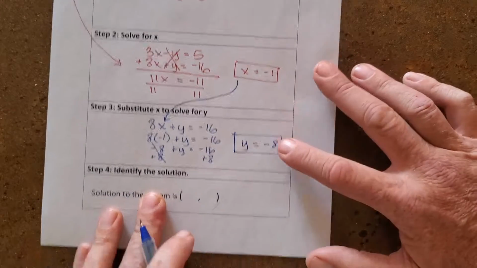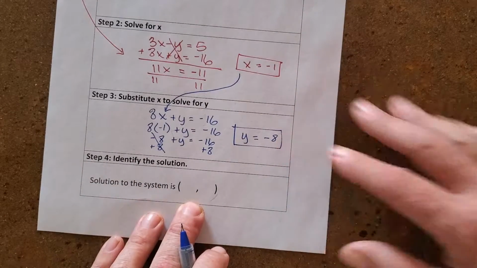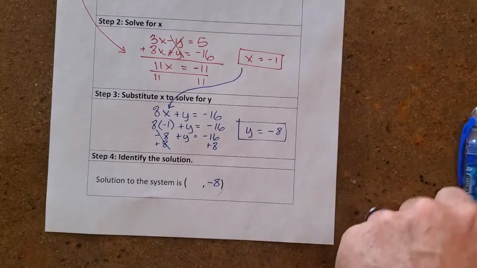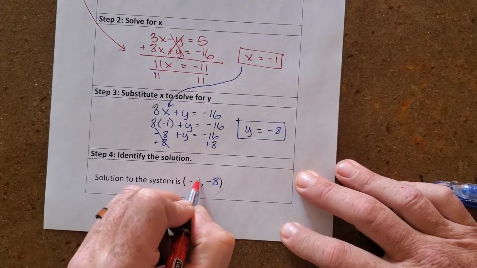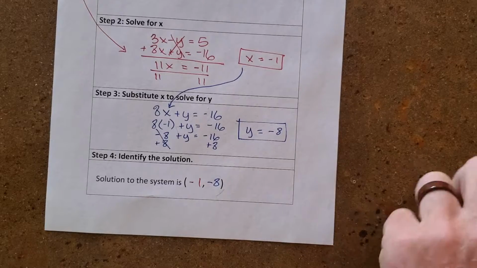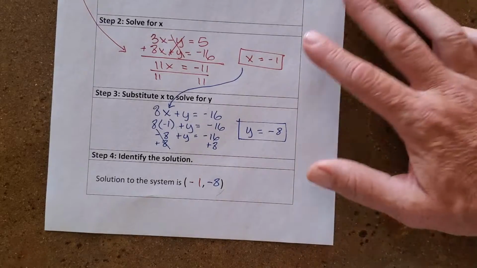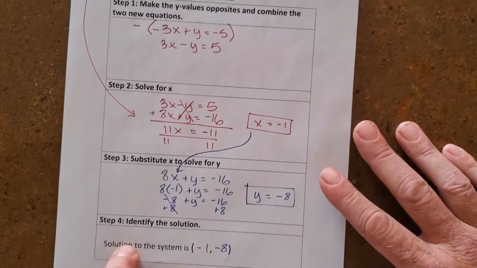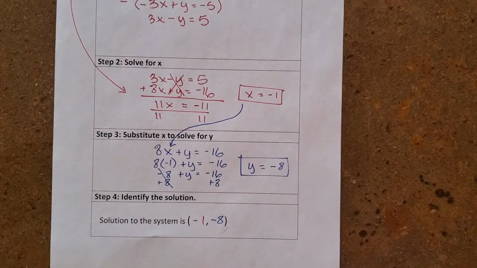So once you have your x, once you have your y, the solution to the system, negative 8 is your y value, and negative 1 is your x value. And then from here, you can plug those back in to the original two equations, just like we did in substitution, and you will see that these work out for both.